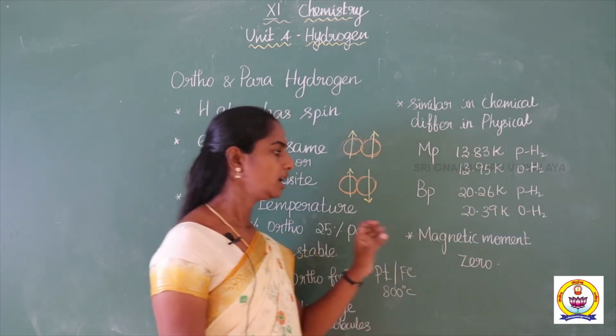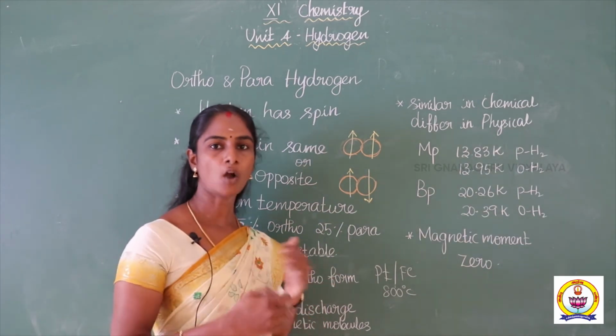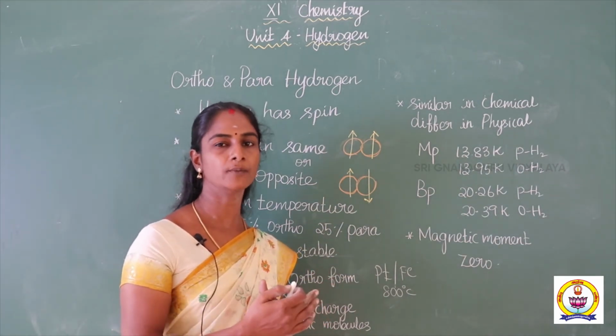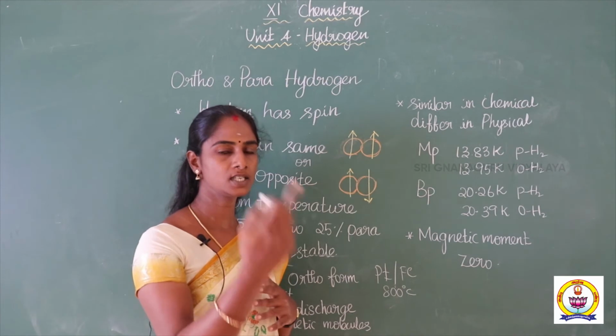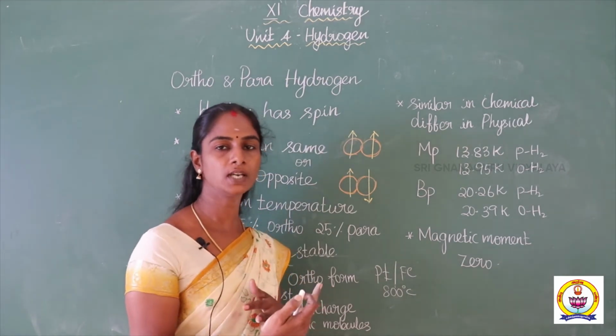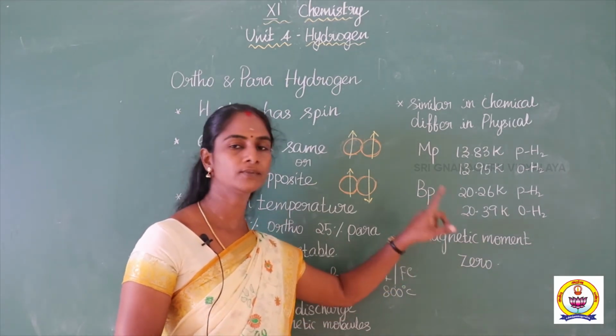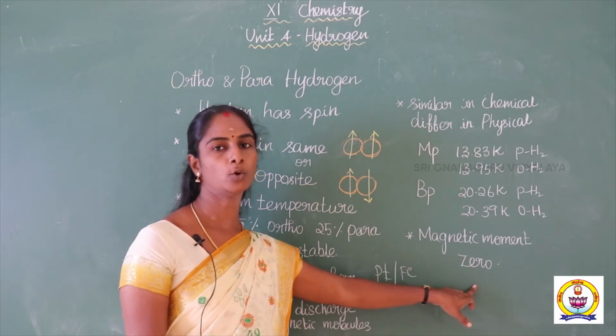And I already said the spins are in opposite directions. When it is spinning in opposite directions, the magnetic moment of para hydrogen is 0. Okay?